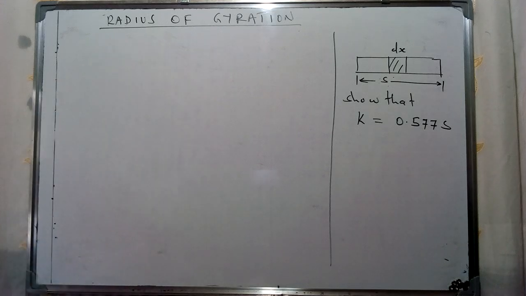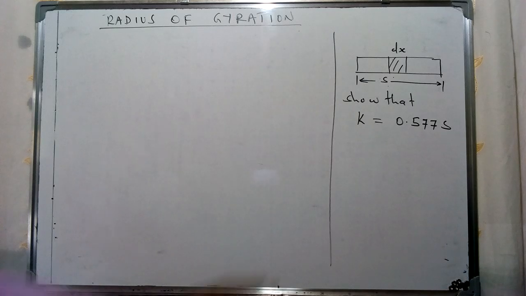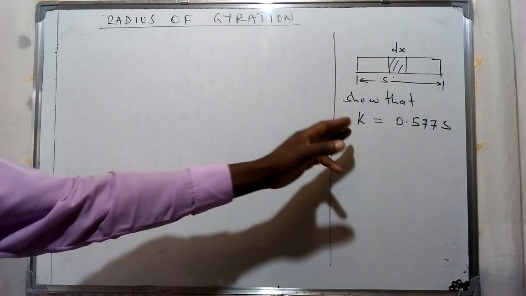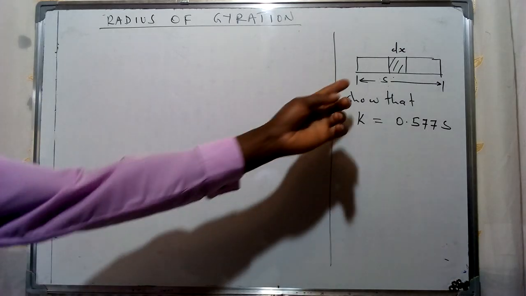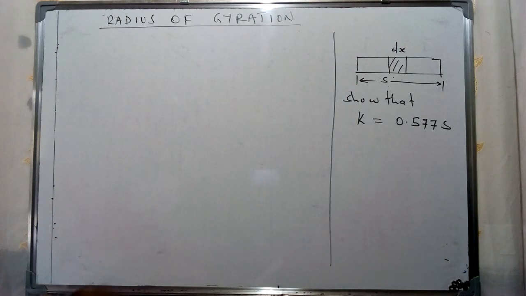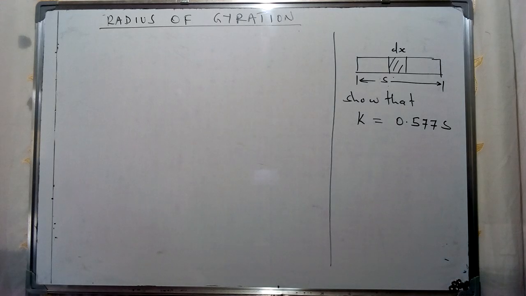In our discussion today, we're going to look at an interesting application of the radius of gyration, and we're going to use some of the concepts we have learned in previous videos on the moment of inertia and radius of gyration, in trying to show that the radius of gyration for a uniform rod of length s, rotating about its end, is given as 0.577 s.